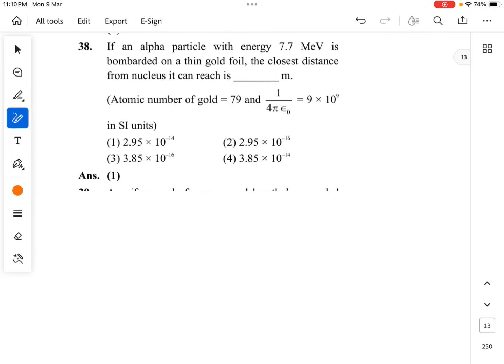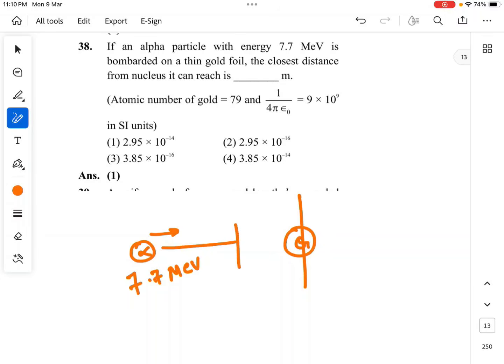Yeah, the next question. If an alpha particle has 7.7 mega electron volts energy and is bombarded on thin gold foil, the closest distance from the nucleus it can reach is? So how do you typically do this question? You have a gold atom, let us say, and an alpha particle is approaching it. This has an energy of 7.7 mega electron volts. Fine, that's the kinetic energy. Assuming this gold atom is fixed because it's a part of thin gold foil, the alpha particle will come very near, to some distance, and the nearest distance is, let us say, r.